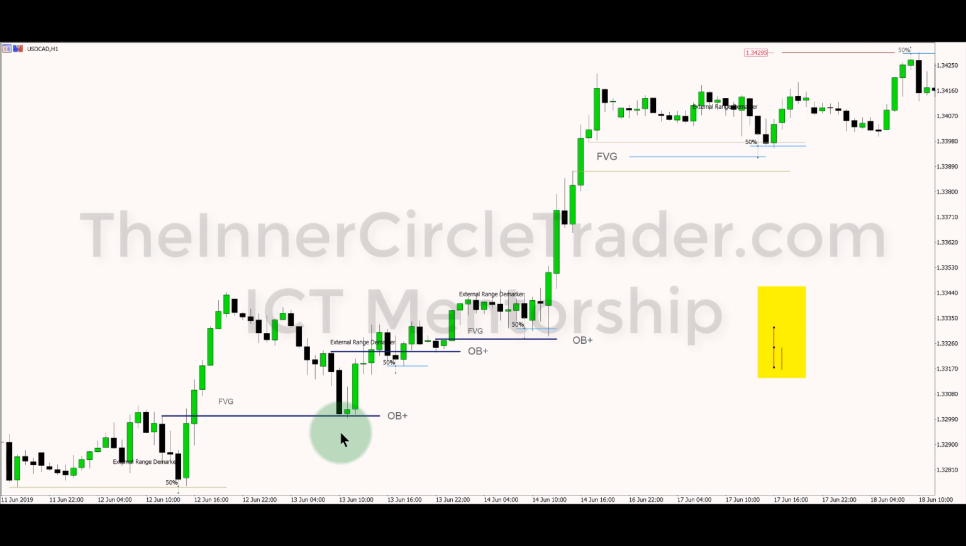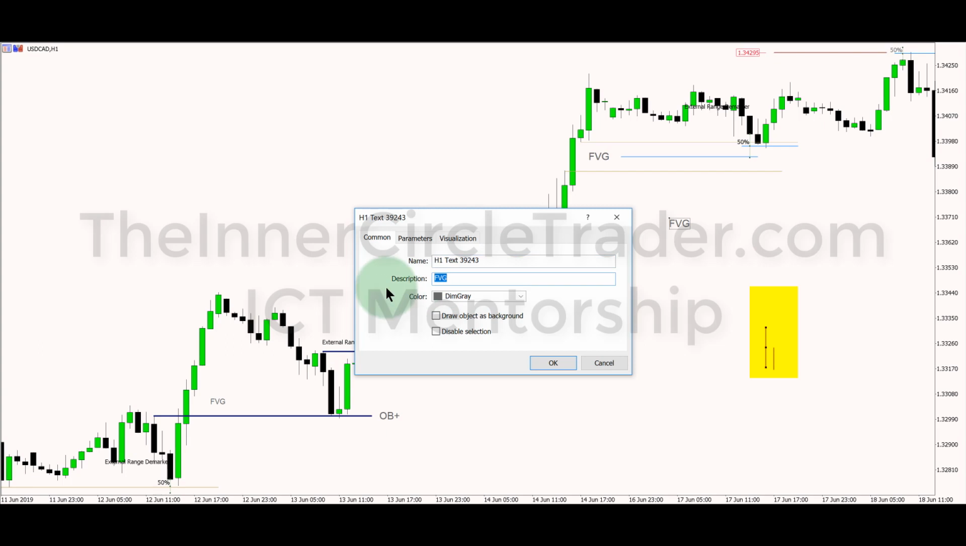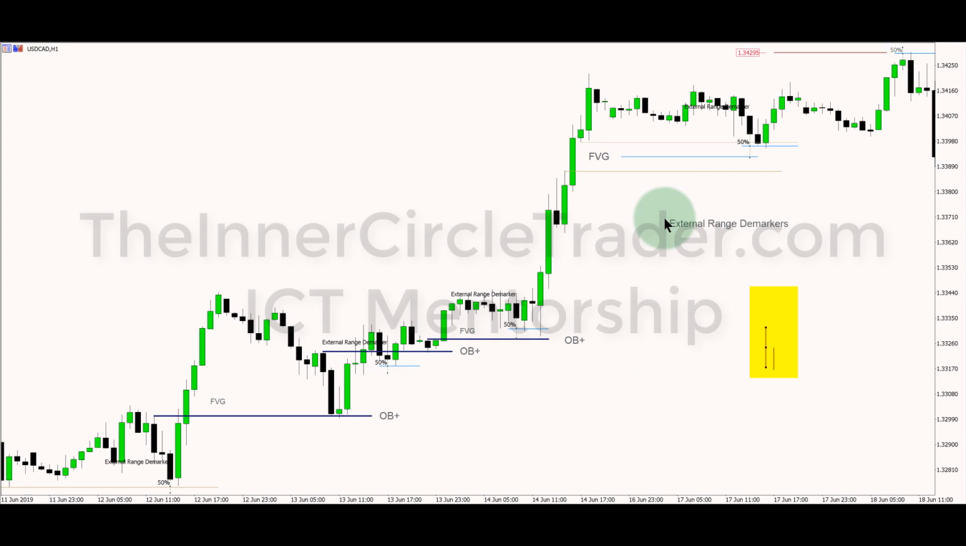Okay, but we're going to go into more of it just in a reverse perspective for the sell side. So we'll be looking at premium arrays on Friday with this example. Again, we're talking about external range demarkers, and I guess if I put that up on the screen, this is what this is. This is what you're learning. Okay, so that's for your notes. Keep that in your book.